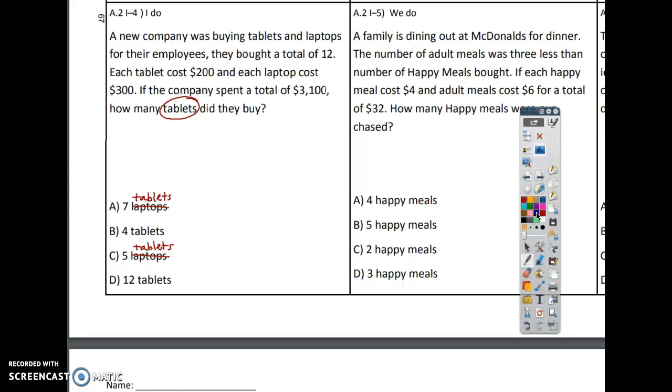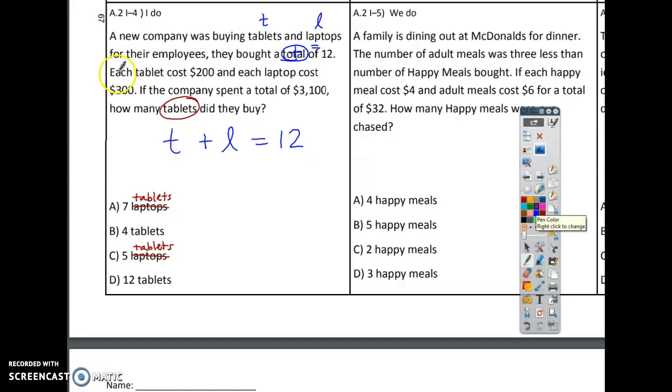All right, so let's write down our system. And we've written some of these before, so I'm just going to refresh your memory. A new company was buying tablets and laptops. So I'm going to use T's and L's. This is T, this is L. For their employees, they bought a total of 12 of them. Total means you're going to add, and it's 12 of them. So tablets plus laptops equals 12 of them.